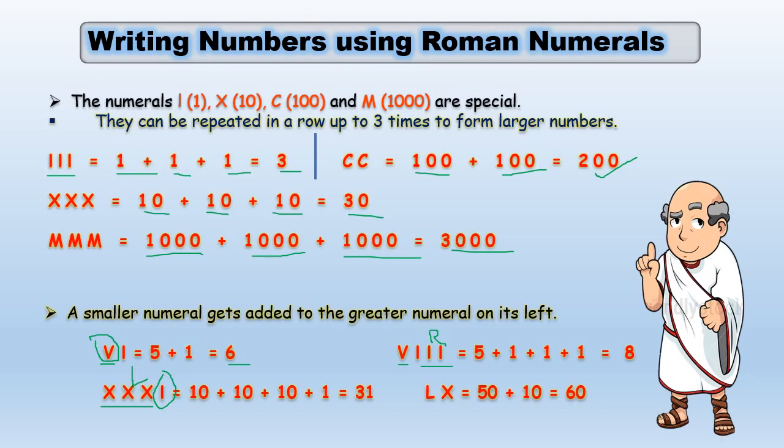We can repeat I, X, C and M thrice. So here we are repeating X 3 times: 10 plus 10 plus 10. And the smaller number which is lying on the right hand side, we are going to add, that is 1. So 10 plus 10 plus 10 is 30, plus 1, 31. So triple X and I is 31. In the same way here you can see LX, that is 50 plus 10, that is 60. I believe it is clear to you.